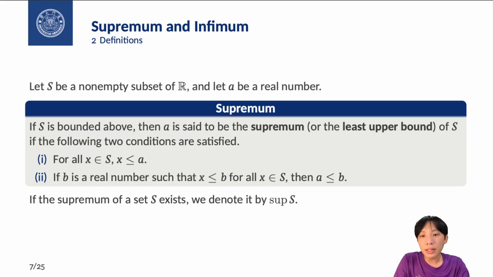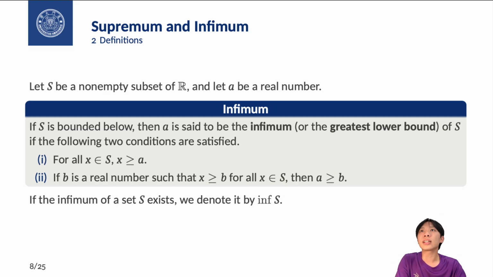Similarly, for a non-empty subset of real numbers, a number is called the infimum if it is a lower bound and it is greater than or equal to any other lower bound. We also call the infimum the greatest lower bound. If the infimum of a set S exists, we denote it by inf S.